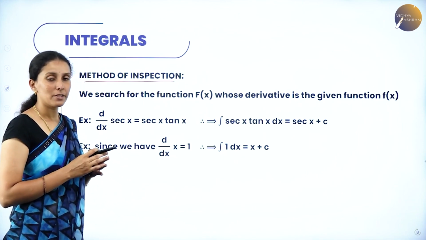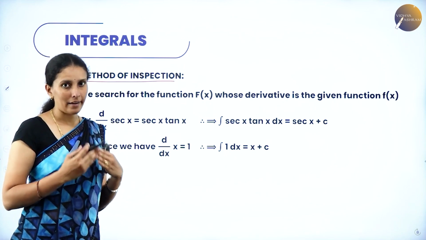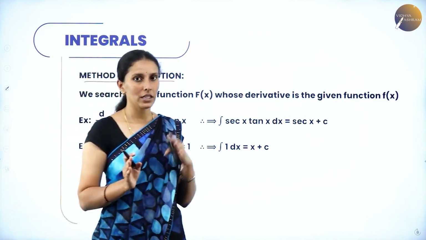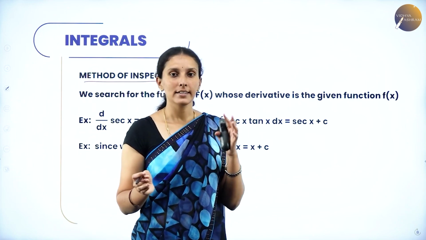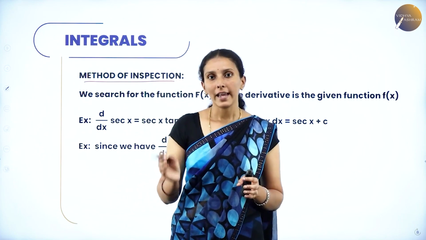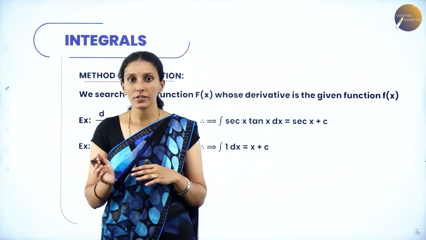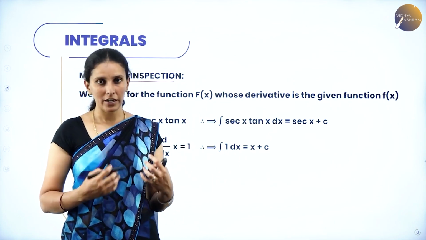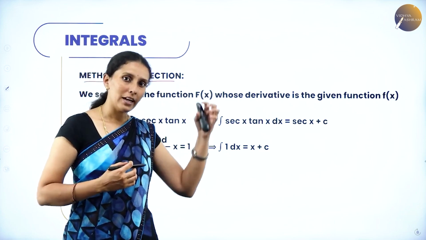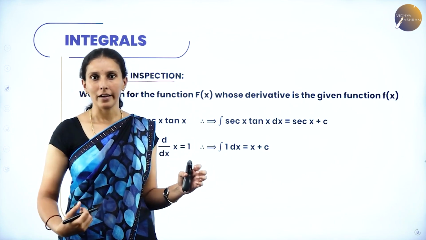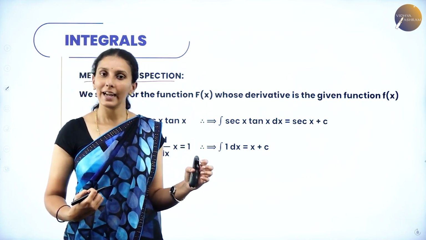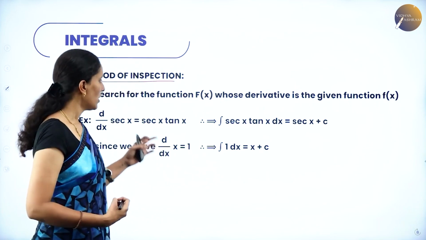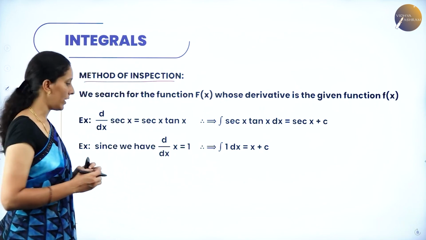So how can we inspect? Since we know the standard derivatives, that is, the derivative of sin x is cos x, for cos x it is minus sin x, for x square it is 2x, for x cube it is 3x square. Since we know the standard derivatives of certain functions, if the derivatives are given, we can recognize the function which will become the integral value for the function. Here are some examples I have taken.